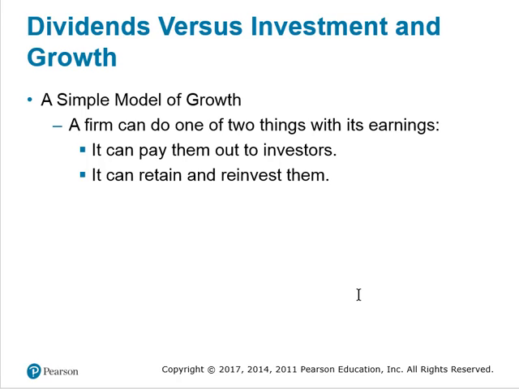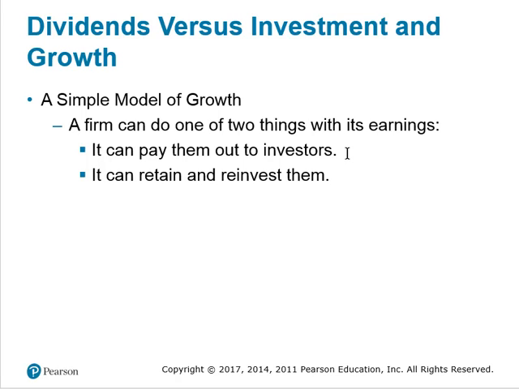What does a company do with its earnings? It can either pay them out as dividends to its investors, or it can retain and reinvest them. If it's reinvesting them, it's going to earn a rate of return, and that's where we're going with this idea. Based on the amount of money that a company retains and reinvests, it earns a rate of return on its investments. So we want to talk about that.